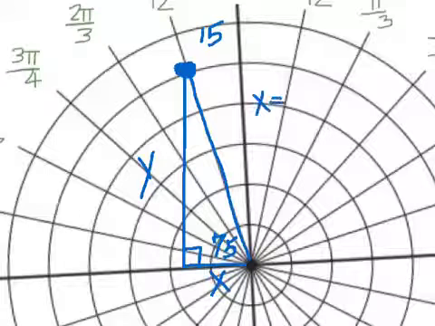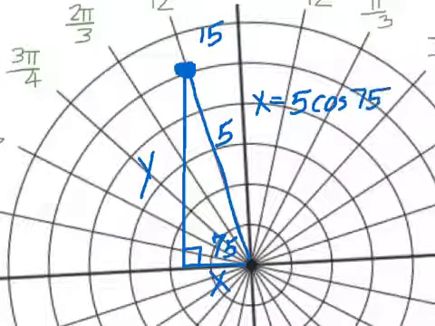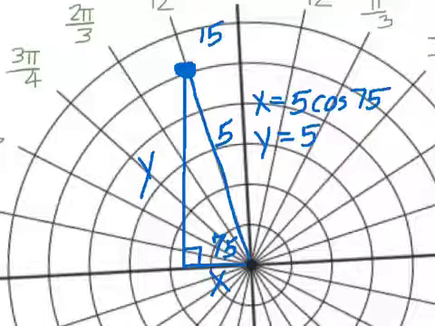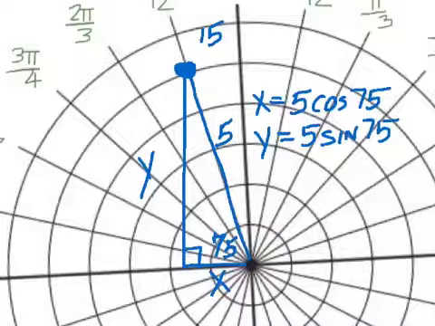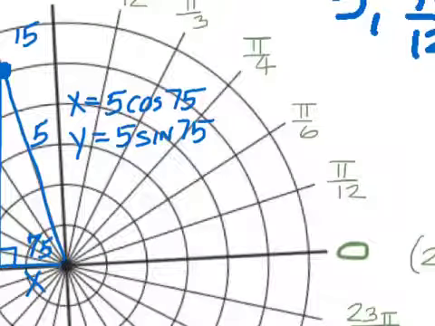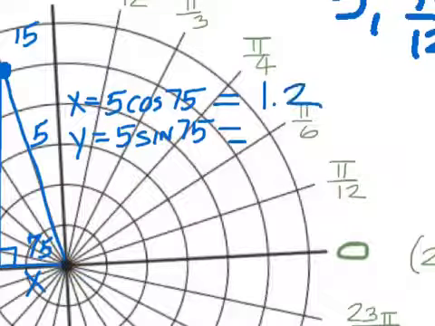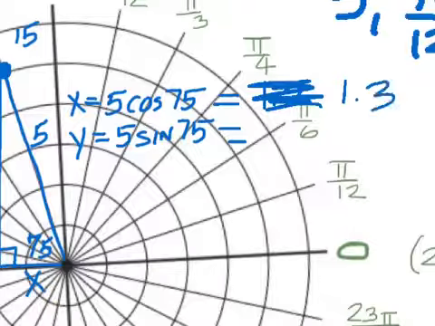So to find x, you're going to do 5, which came from the r value. 5 cosine 75, and then for y, 5 sine 75. We'll go ahead and work those out. For cosine 75 times 5, you end up with 1.3. And then for sine 75 times 5, that is 4.8.